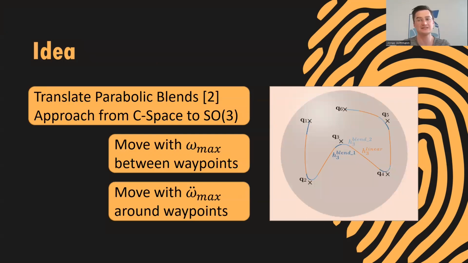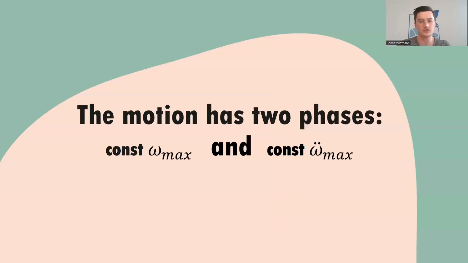Our interpolation idea is derived from the parabolic blends approach that was proposed for configuration space. Translating this idea to rotations means that we want to move with maximum angular velocity in between 2 adjacent waypoints. This is indicated by the orange lines on the right picture. And we want to blend these velocities around the waypoints with maximum angular jerk. This is indicated by the blue lines that show acceleration and deceleration phases around the waypoints. So our interpolation has 2 phases, phases with constant maximum angular velocity and phases with constant maximum angular jerk.